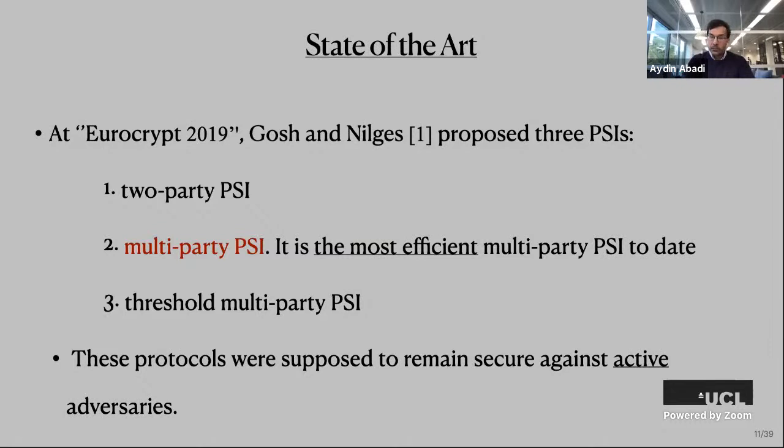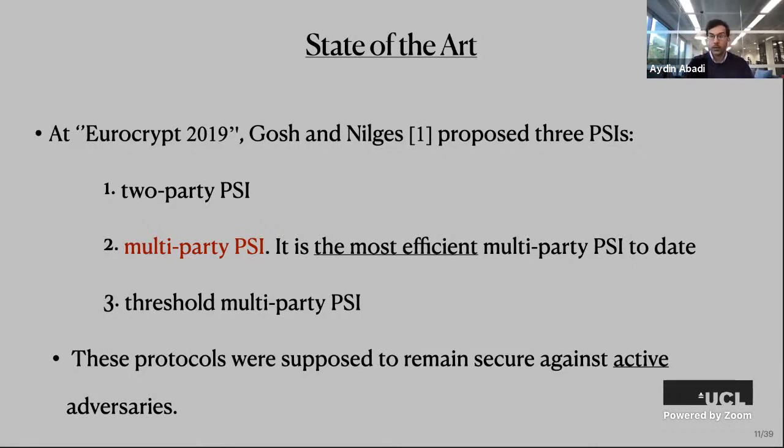Right. At Eurocrypt 2019, Ghosh and Nilges proposed 3 PSIs in a paper, namely two-party PSI, multi-party PSI, and threshold multi-party PSI. Here, by multi-party, I mean more than 2 parties. So more than 2 parties can participate in the PSI protocol. The multi-party PSI protocol is one of the most efficient multi-party PSIs that has been designed so far.